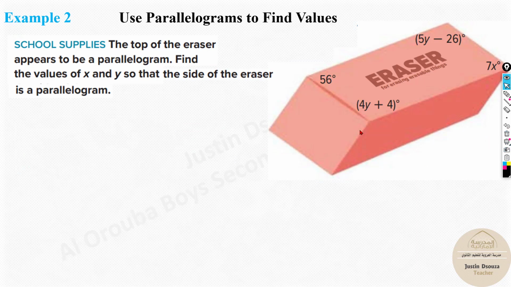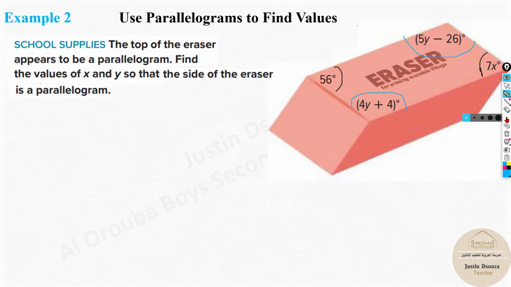Now this is to solve, again, an easy problem. The top of the eraser appears to be a parallelogram. Find the values of x and y so that the side of the eraser is a parallelogram. Now what they have told us is that this side appears to be a parallelogram, so they have already mentioned it. They don't want you to prove this is a parallelogram, but they want you to find the x value and y value, provided this is a parallelogram.